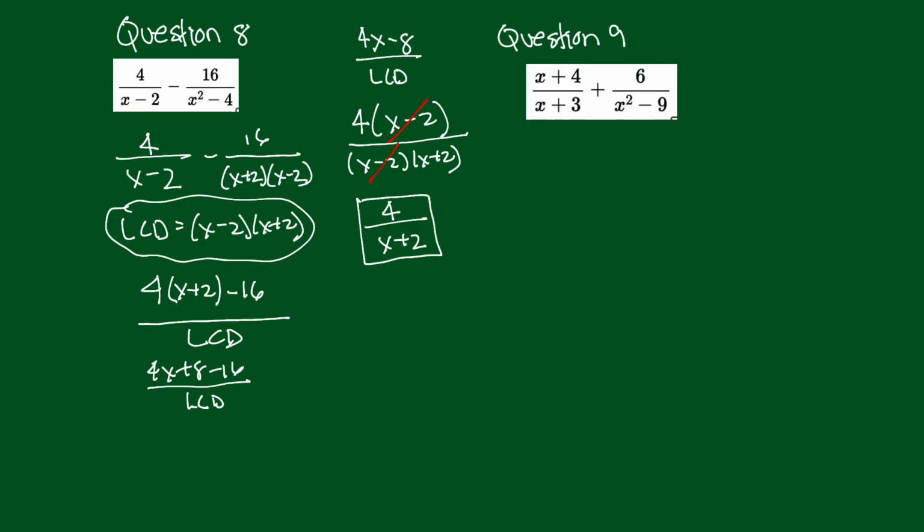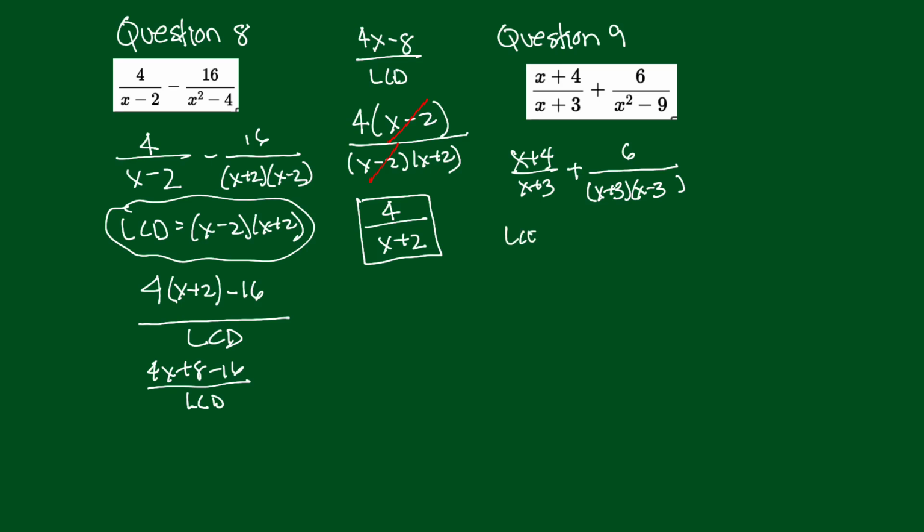Question 9, we've got two rational expressions again. This one here is going to factor, and factor like this. Can you see it? So let's write what we have. It's going to be x plus 4 over x plus 3 plus, now 6 over, let's factor. We'll get x plus 3, x minus 3. Now, I've got two fractions with different denominators, right? So let's get the LCD. What denominator is common to both of these?